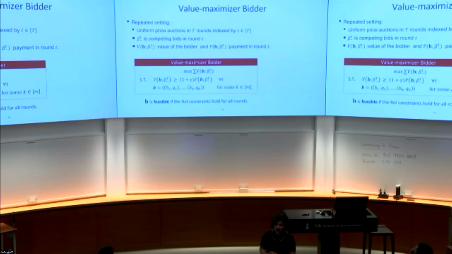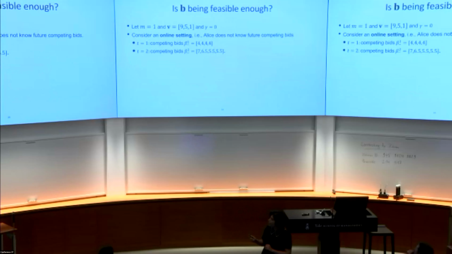Now, I'm going to say that this bit vector B is feasible if the ROI constraint is satisfied in all domains. Now, here's the important thing that I want to argue in the next slide. I want to argue that in the setting I consider, this bidding policy being feasible is not going to be enough. We need something a bit stronger. So let me argue for that.